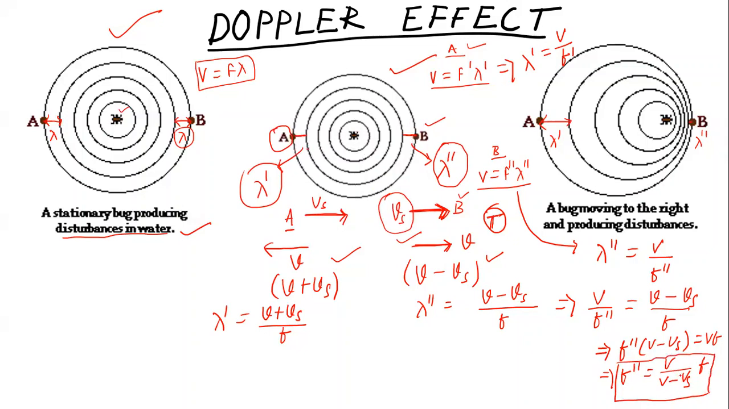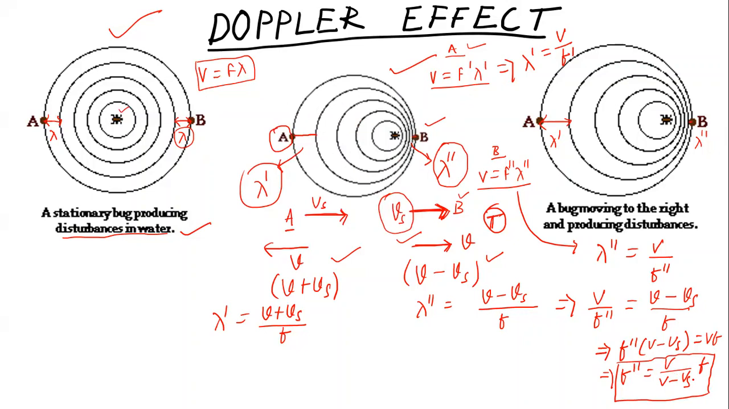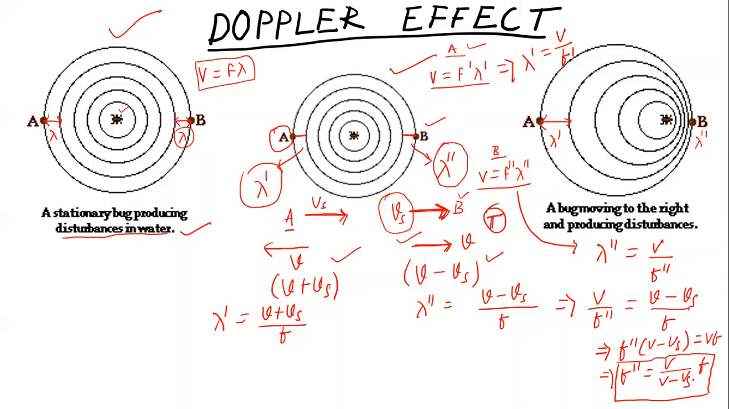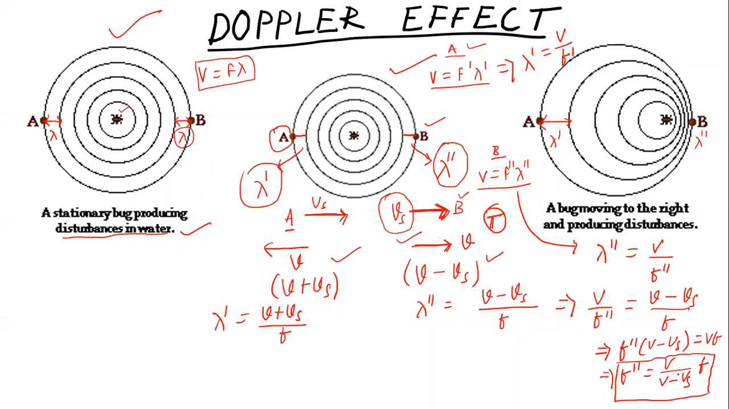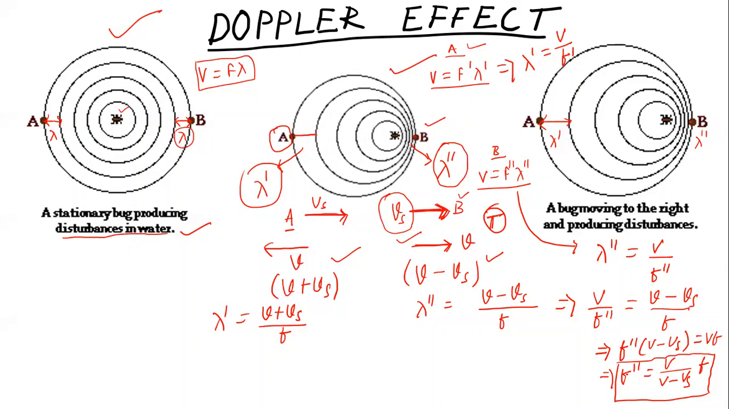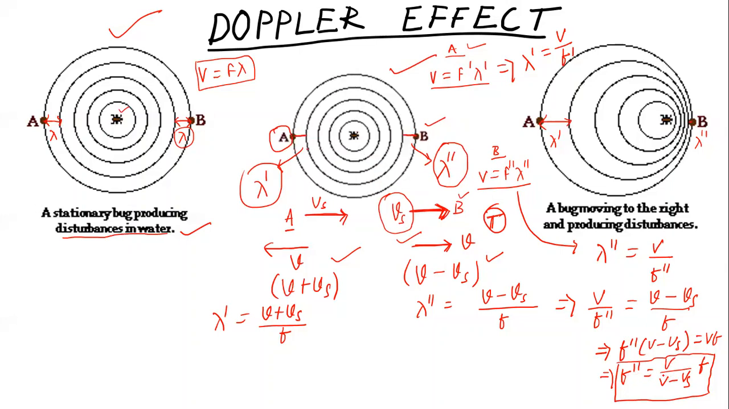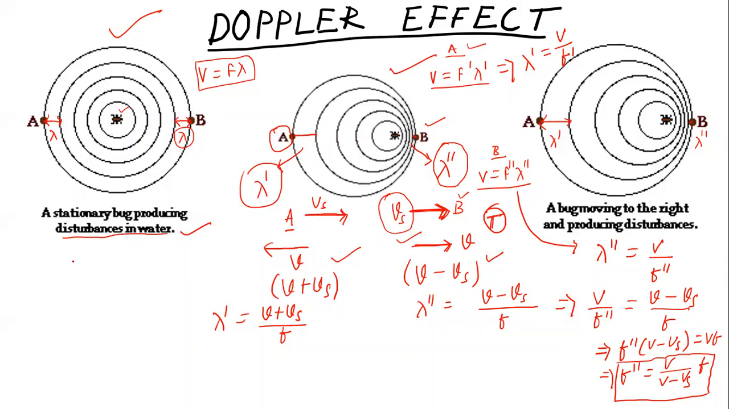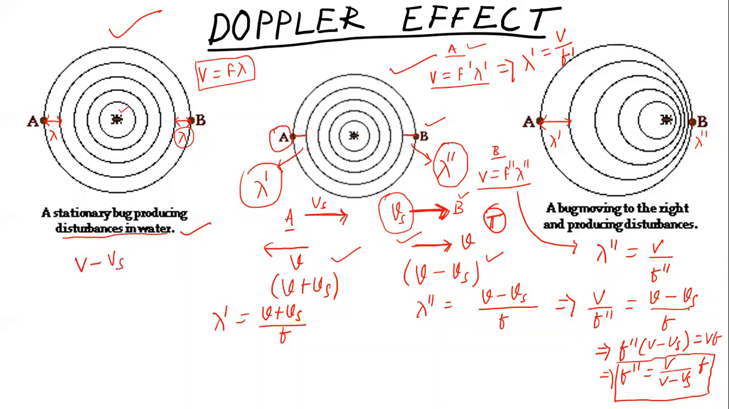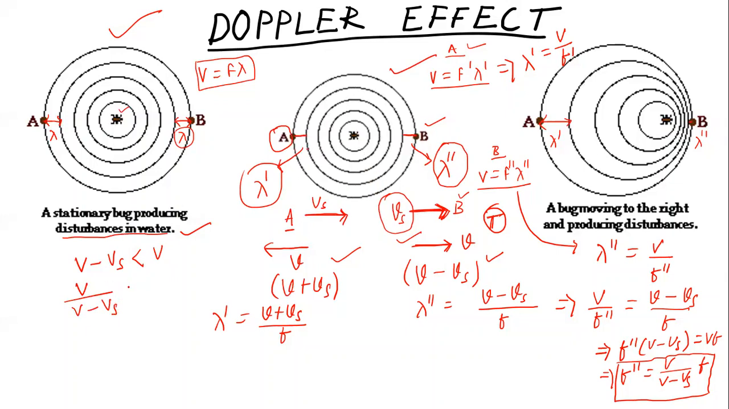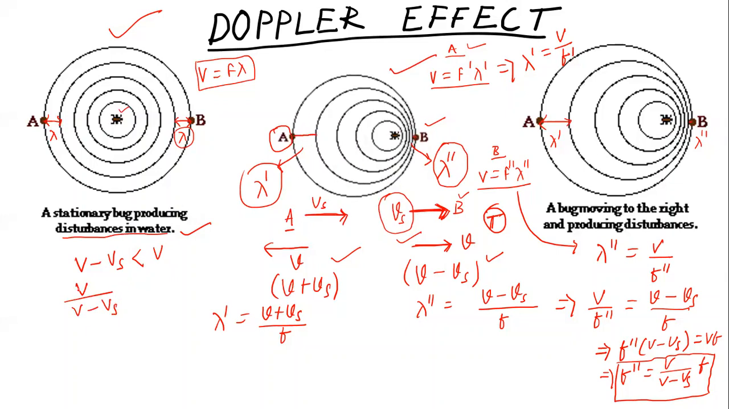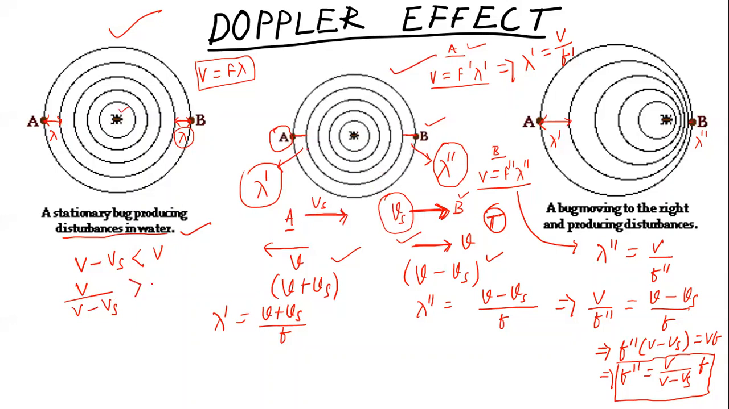Now you see, for any non-zero value of Vs, that is the speed of the source, here the bug, you can see V minus Vs in the denominator is less than the numerator here. So you can see that F double dash will always be greater than F, because V minus Vs will be less than V, right? So V divided by V minus Vs will always be greater than 1.